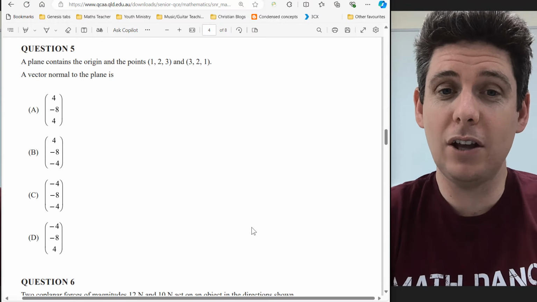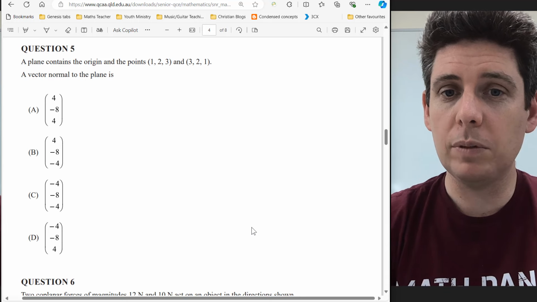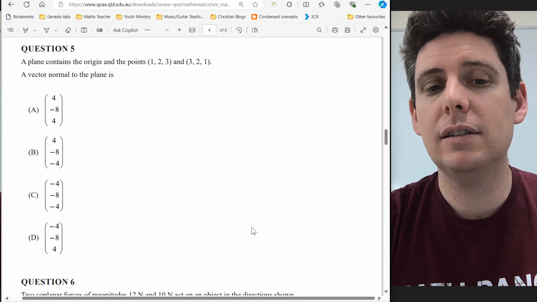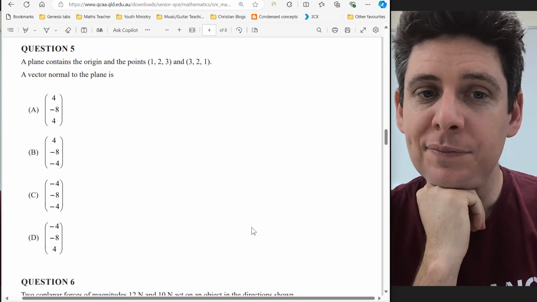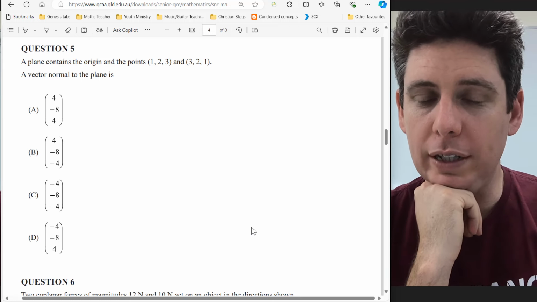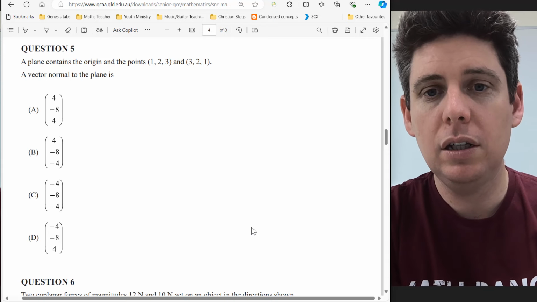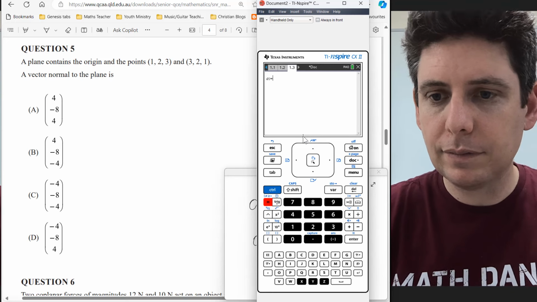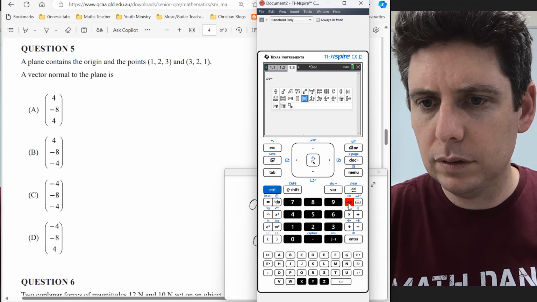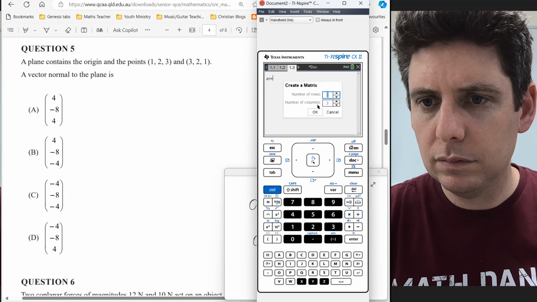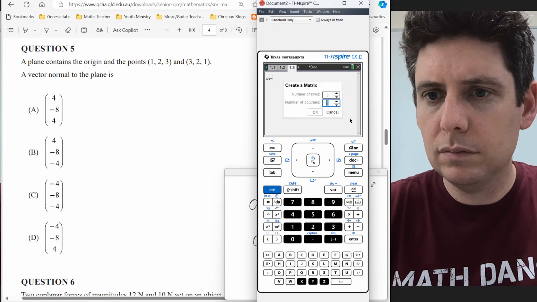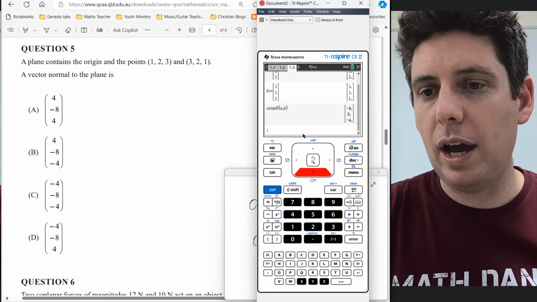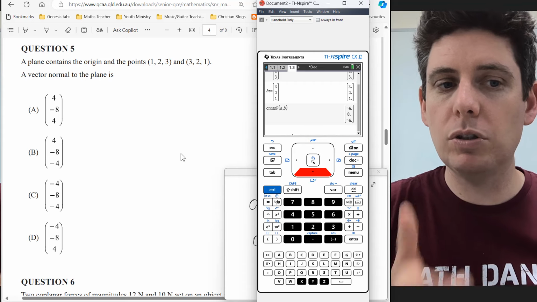Question 5. A plane contains the origin and the points 1, 2, 3 and 3, 2, 1. A vector normal to the plane is... Points on a plane, we need to find the normal vector. So how do we find the normal vector? Well, we have to do the cross product. So if we type these into our calculator, and so you get negative 4, 8, negative 4 is a vector normal to the plane.